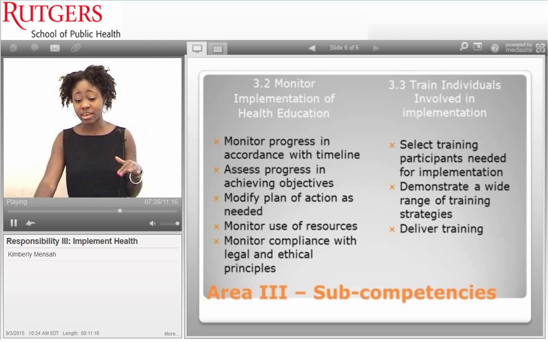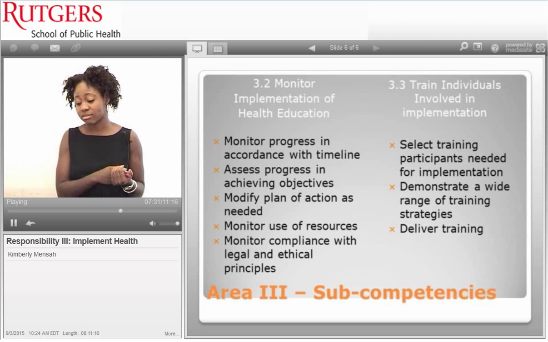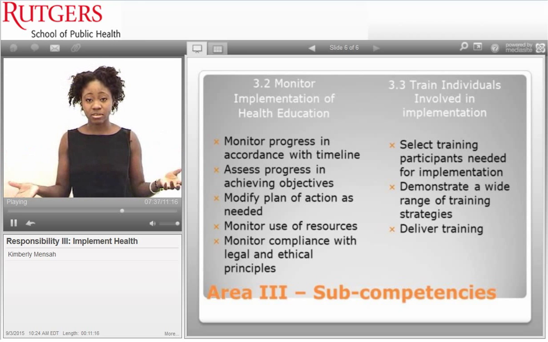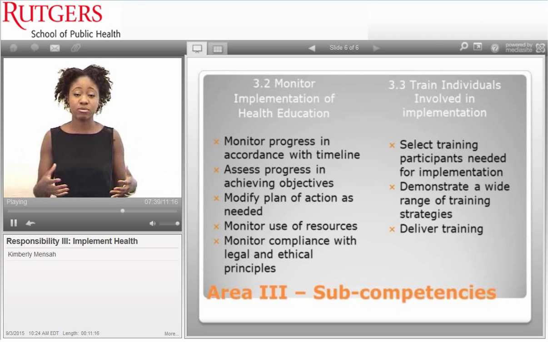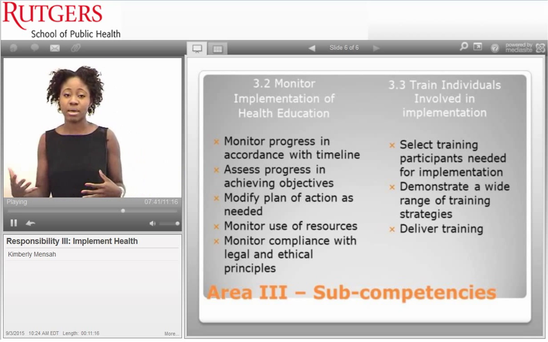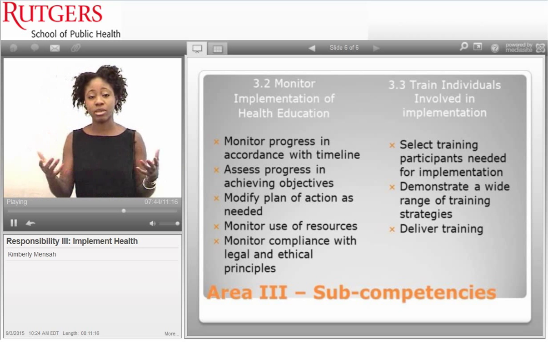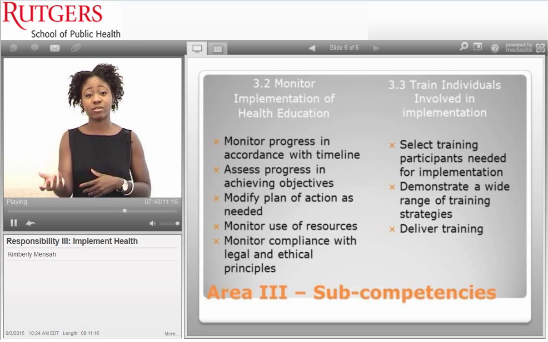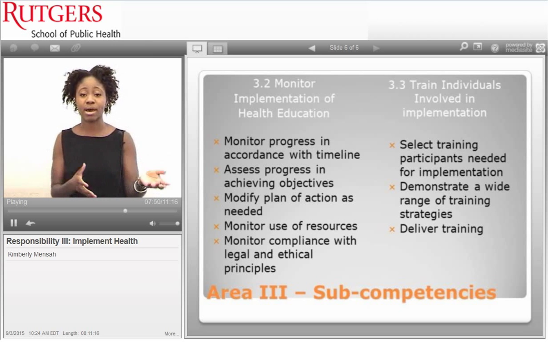So as a health educator, 3.2 tells us that we should be flexible, be able to pivot, be able to monitor our resources within the program. So Wi-Fi is out, what's the plan B? Being able to work with what you have, work with maybe your target population didn't react the way that you thought they would to a program. How do we go from there?